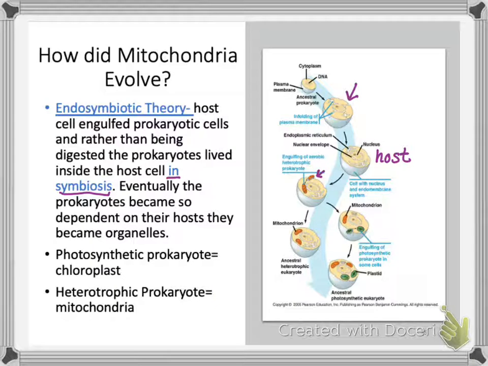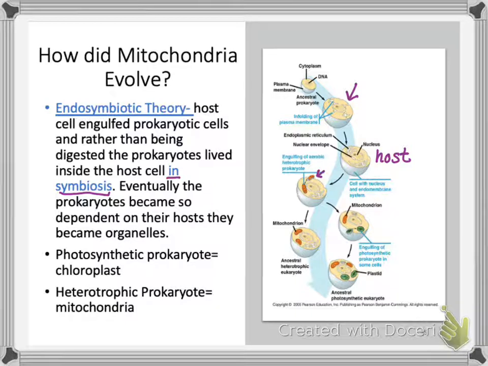So in this case, this little prokaryote got engulfed by this host cell, and they lived together. And they were so beneficial that eventually the prokaryote became so dependent on their host, they became organelles. So this little prokaryote that got engulfed, it had a special home. It had extra protection from that cell membrane and things like that.